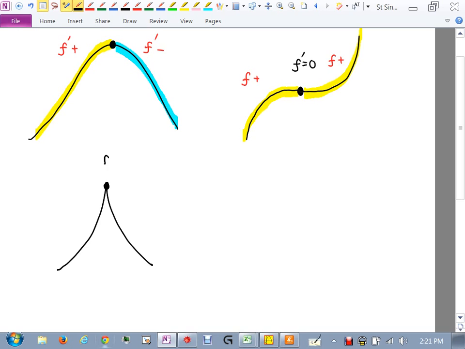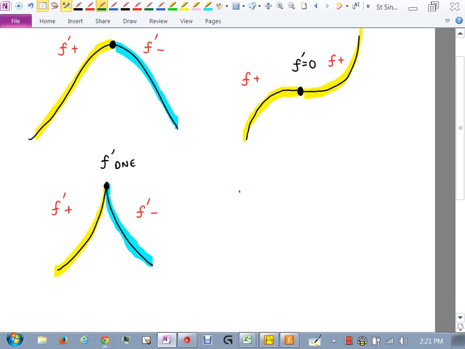Now, what's happening with the derivative here? Doesn't exist. However, what's happening as far as increasing? The derivative here is positive. Over here, it's negative, right? So we still have the whole concept of we went up, we came down. The function was defined here. The derivative didn't exist. How about at low points?